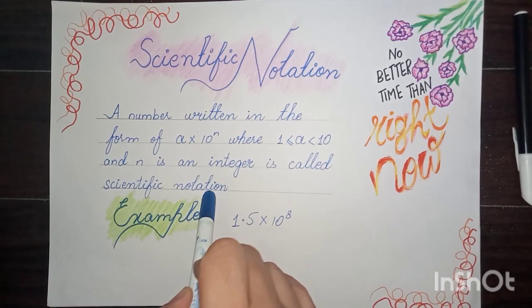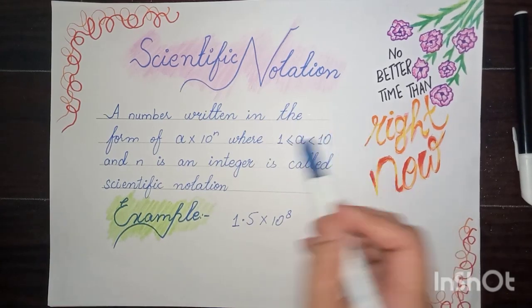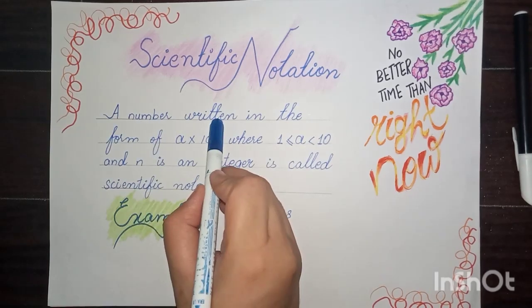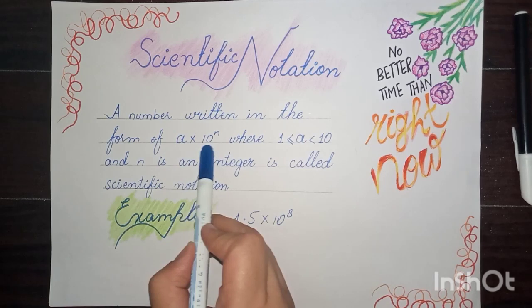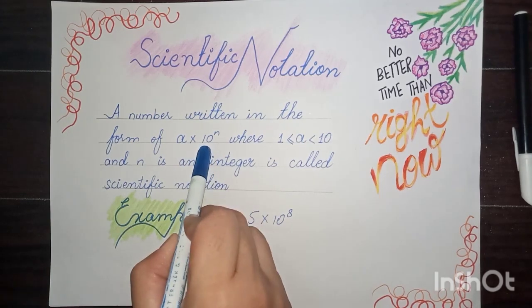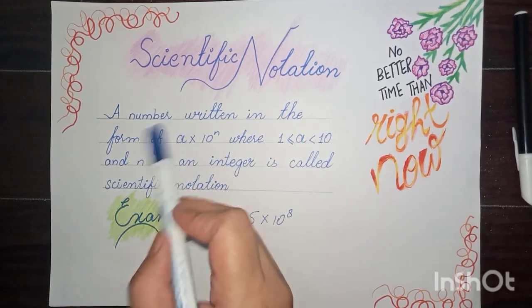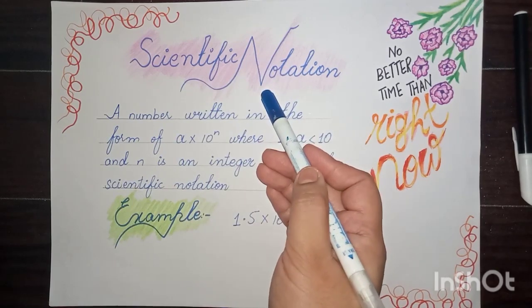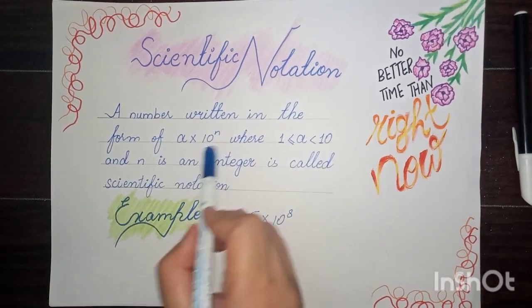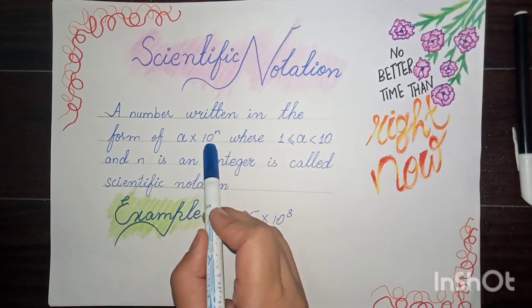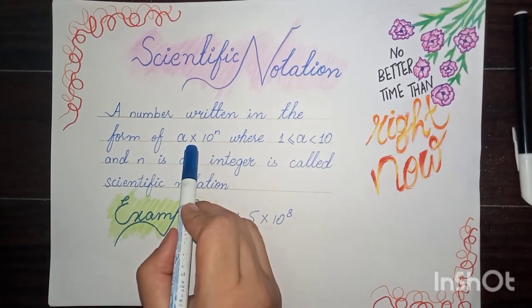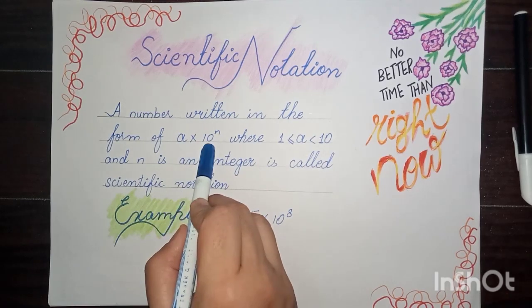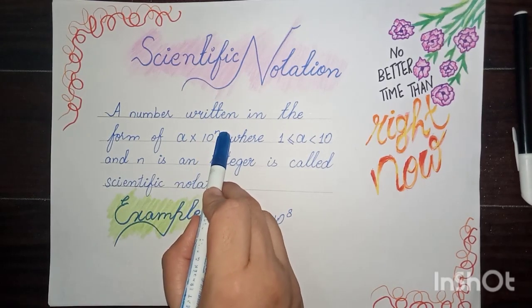The explanation of this scientific notation is that when we write any number in the form of scientific notation, we follow this rule: a times 10 raised to power n. Now this rule has two parts. The first part is a and the second part is 10 raised to power n.